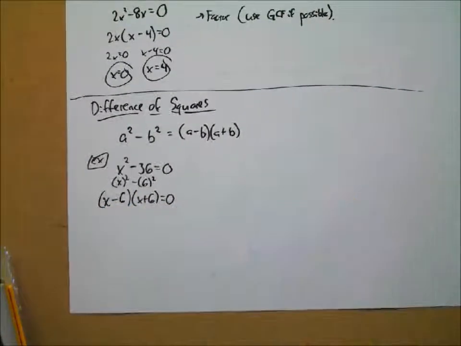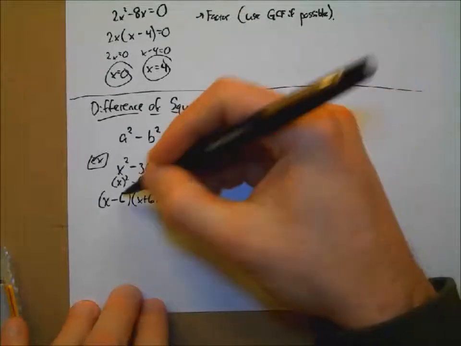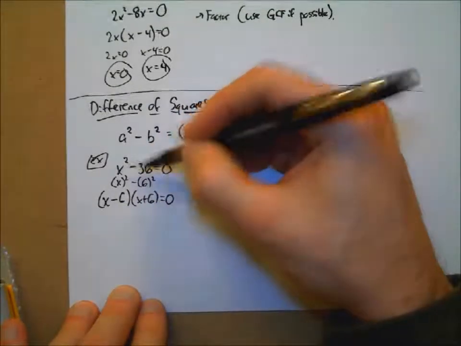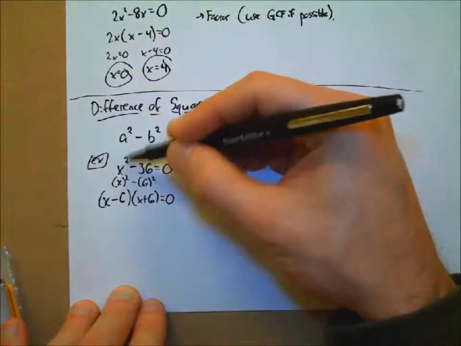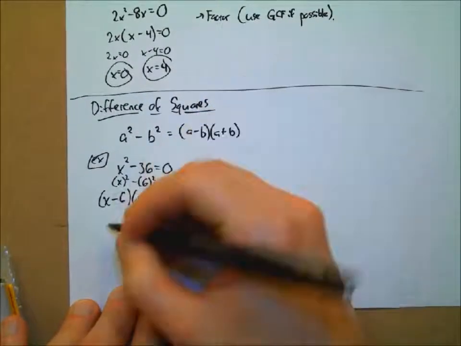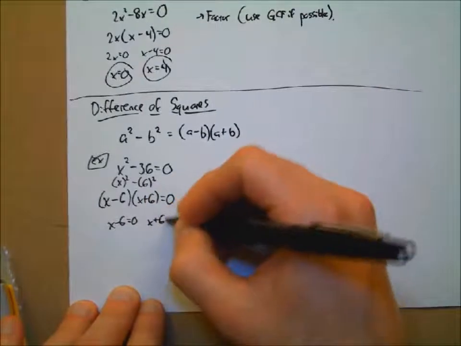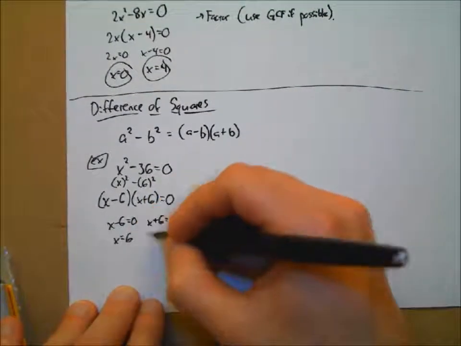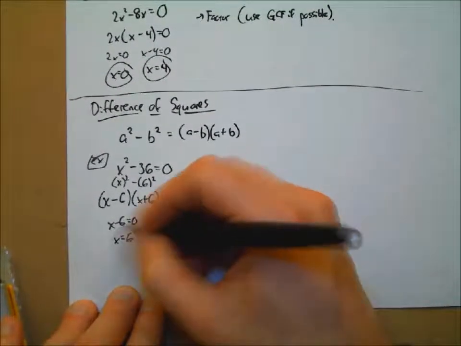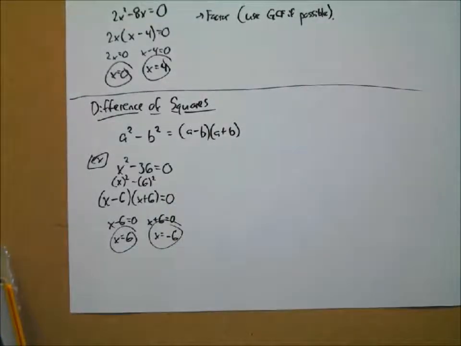Okay, and now we have a product of two things, right? Before this was not a product, it was a difference, right? X squared minus 36, but now we have a product of two things equal to 0, so that means each one of these two things equals 0, so x equals 6 and x equals negative 6. Our solution's there. Did anyone see a different way to solve this?